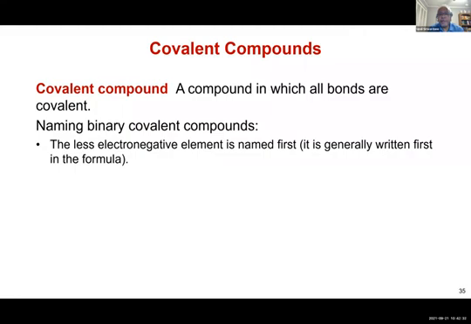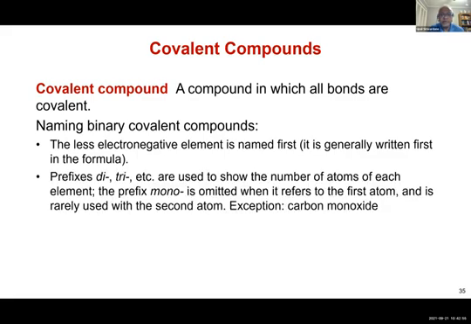First thing is how you write the formula of a covalent compound. You start with the less electronegative atom first. For example, sulfur and oxygen. Sulfur has lower electronegativity than oxygen. If you look at the periodic table with electronegativity, sulfur is the first atom. Sulfur is the first atom, named sulfur.